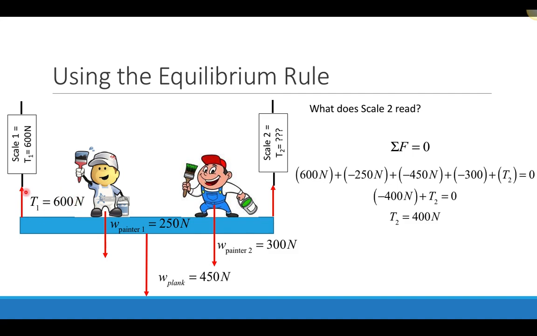I have a positive force acting up, 600. I have a negative force acting down, 250. I have a negative plank force acting down, 450. I have a negative weight of the other painter, 300, plus the tension that's holding up on the other side. So let's see, 250 and 450 is 700 plus another 300, that's 1,000. So negative 1,000 plus 600 is a negative 400. So the tension on the right-hand side has to be 400 newtons.